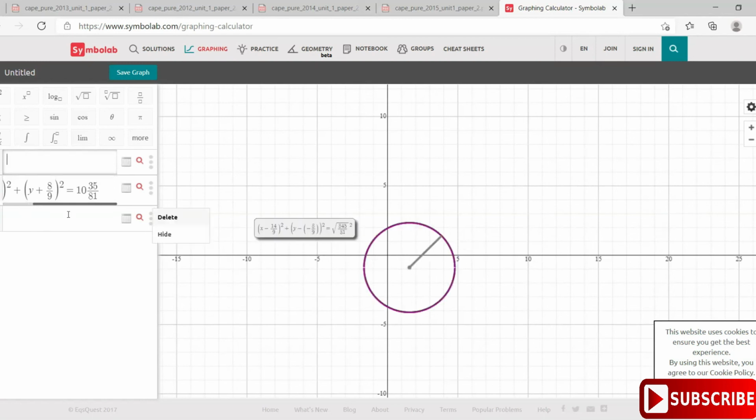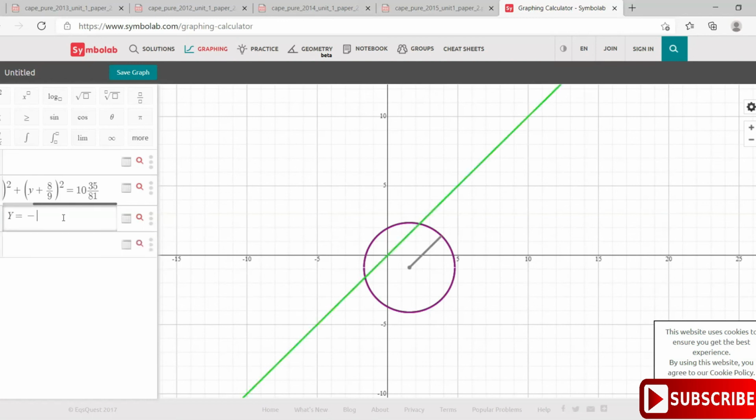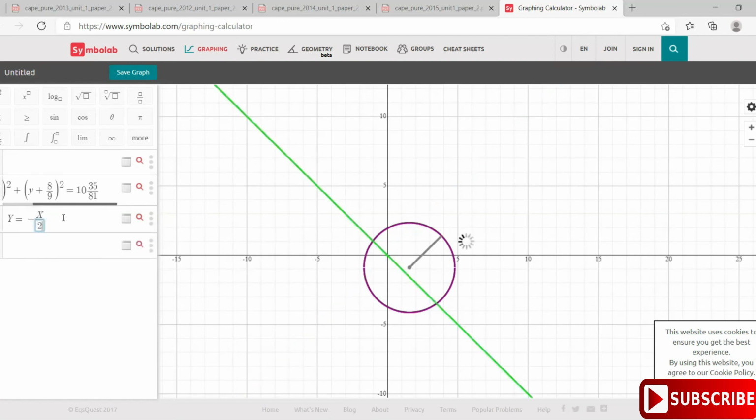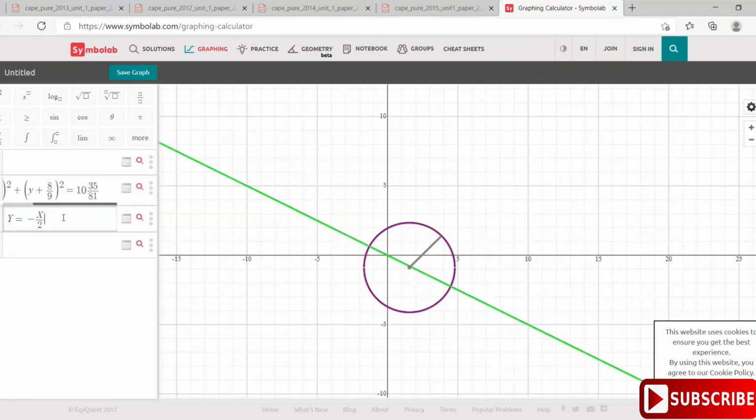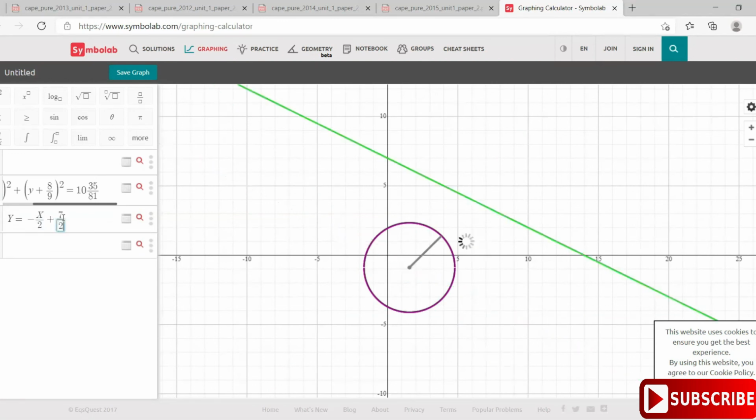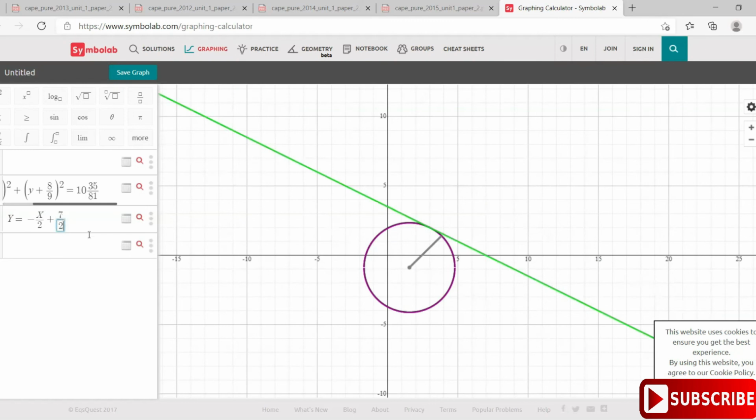So that's this, and I want to plot the line y equal to minus x over 2 plus 7 over 2. Yep, so the equation that we did is right. So the tangent there, and the point 4, minus 3 is on this circle. So this is right. This is the correct graph showing it. The tangent touches the circle at 1 point. So we're good.